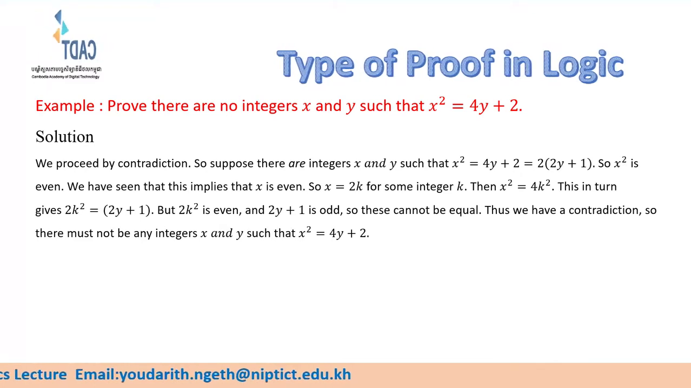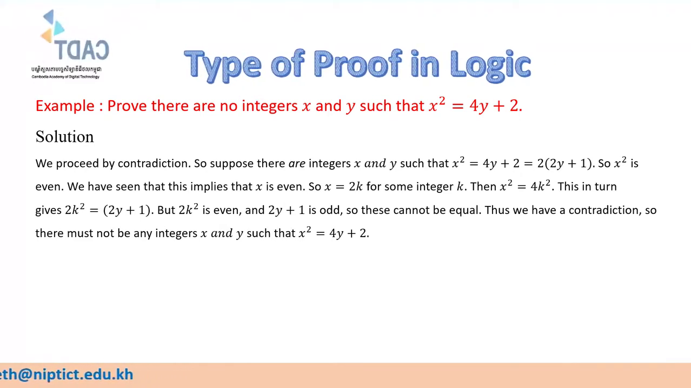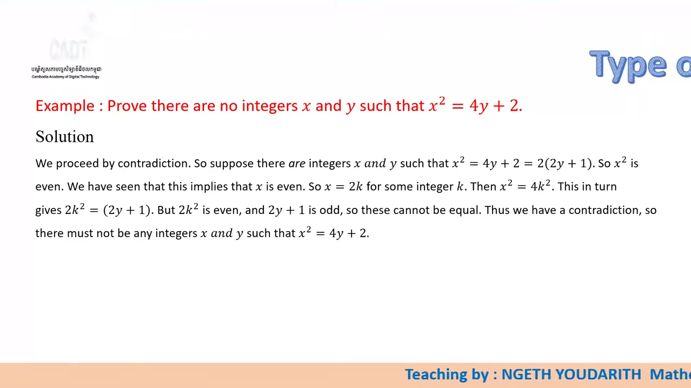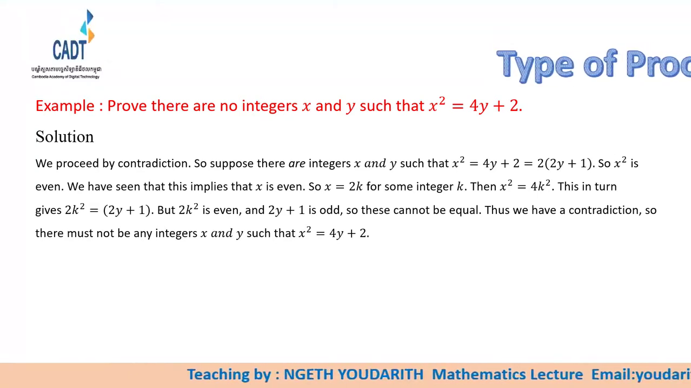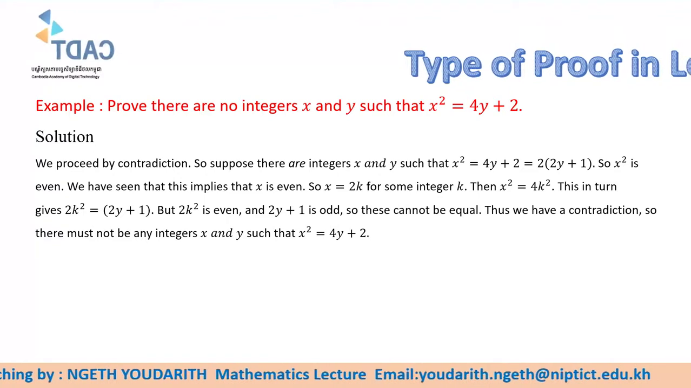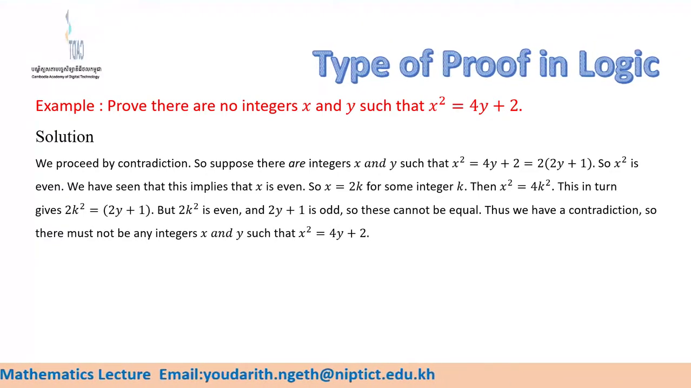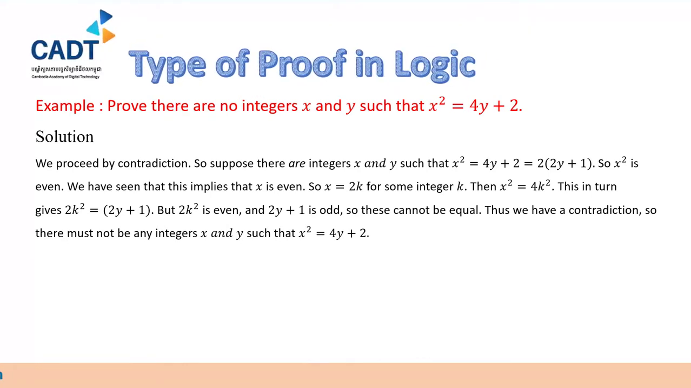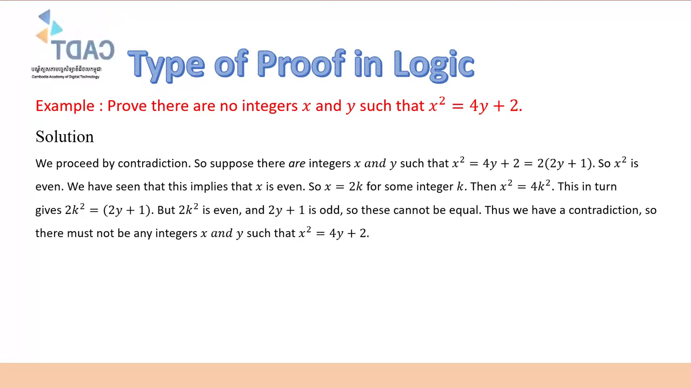We have seen that this implies that x is even, so x equals 2k for some integer k. Then x squared equals 4k squared. This in turn gives 2k squared equals 2y plus 1. But 2k squared is even and 2y plus 1 is odd, because 2y is an even number and adding 1 makes it odd, so they cannot be equal. Thus we have a contradiction. So there are no integers x and y such that x squared equals 4y plus 2.